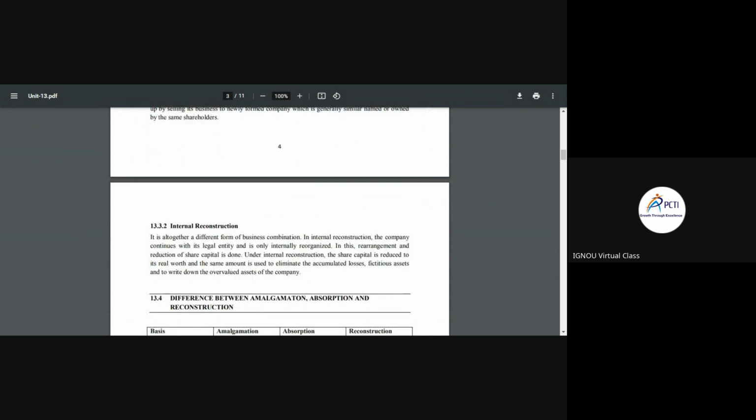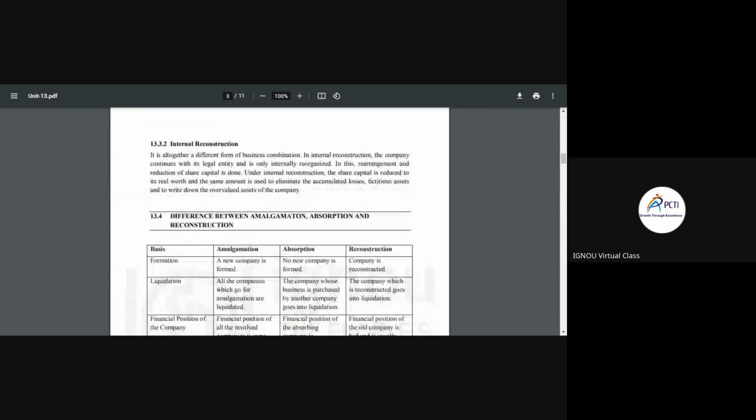Next one is internal reconstruction. So basically, it is a different form of business combination. In this particular reconstruction, the company continues with its legal entity and is only internally reorganized and rearranged, and reduction of share capital is done. In internal reconstruction, the share capital is reduced to its real worth, and the same amount is used to eliminate the accumulated losses like fictitious assets and to write down the overvalued assets of the company.